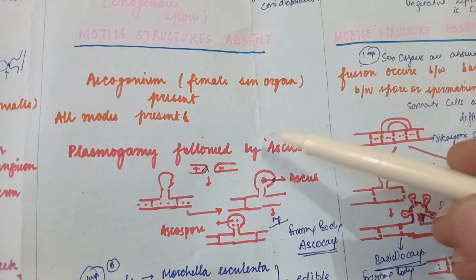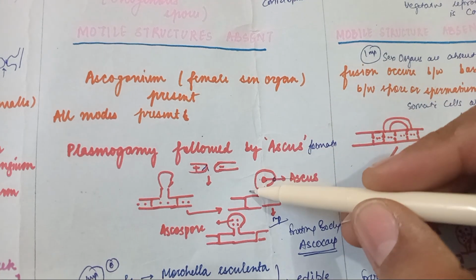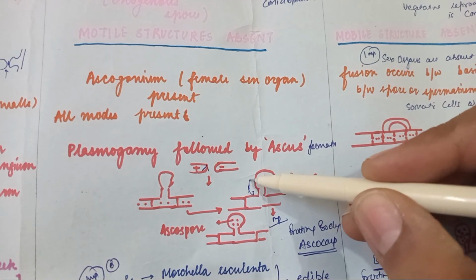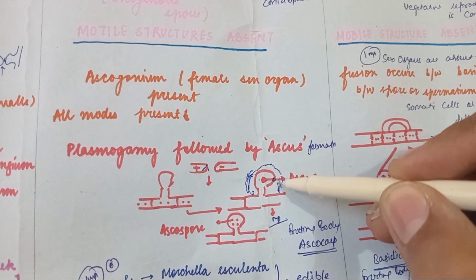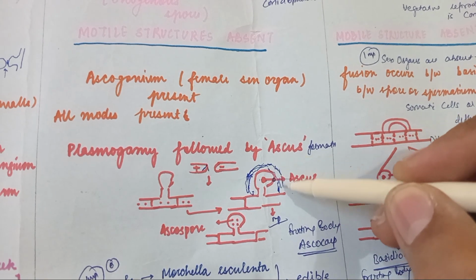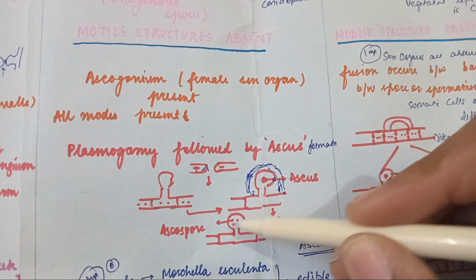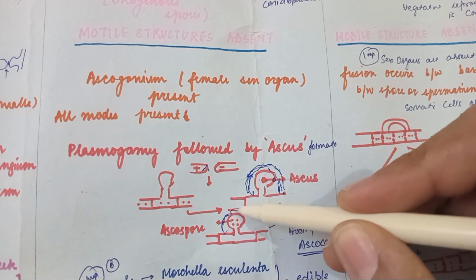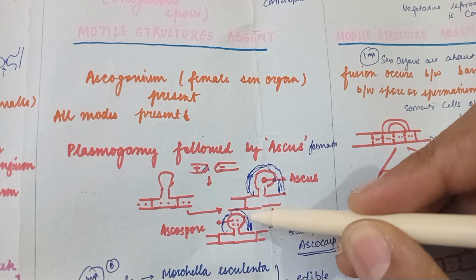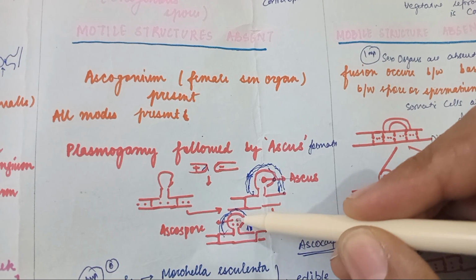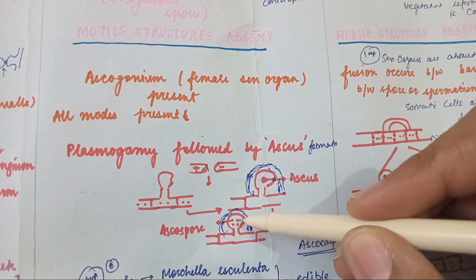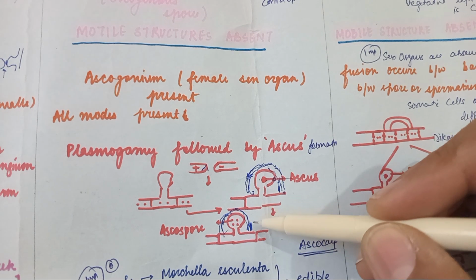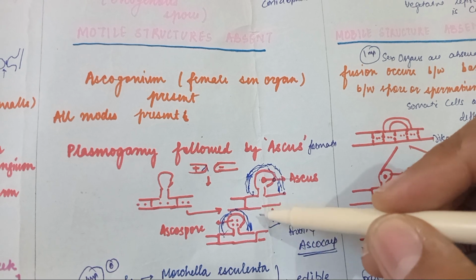In this fruiting body, we have to see one more thing: surrounding the ascus there are various mycelia. So it becomes a sac. The ascus is a sac, and in this ascus there are 4 to 8 ascospores produced, and the fruiting body is called the ascocarp.